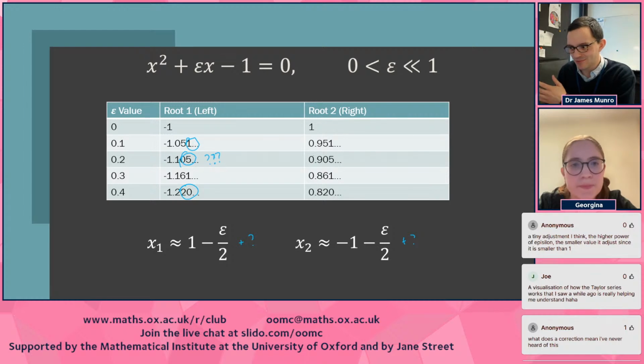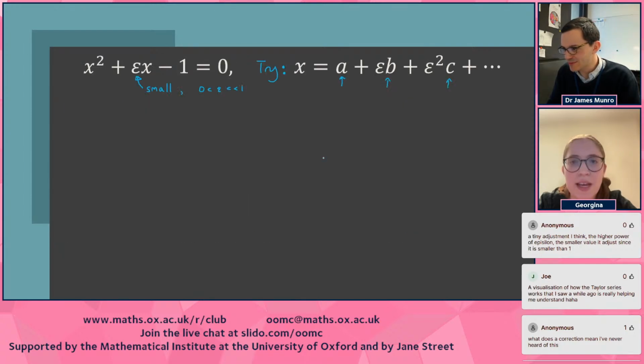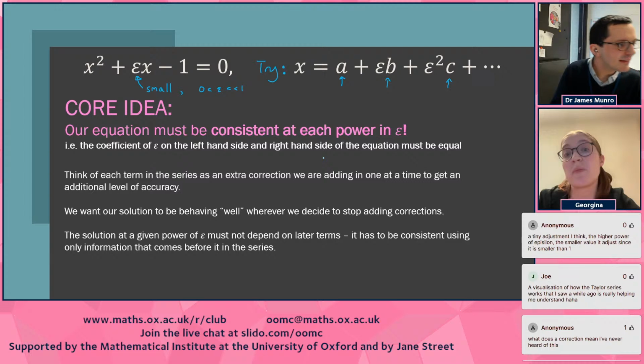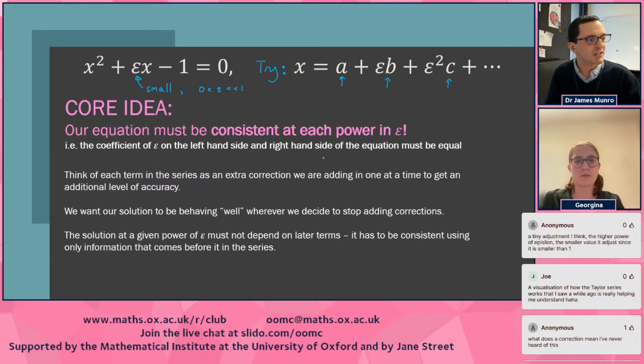Saying 1 is not a great answer. Saying 1 minus epsilon over 2 is a better answer. Right, good. Sorry to interrupt. Yeah, so an alternative word for correction could be an improvement. Yes, it's also a tiny adjustment, because the higher the power of epsilon, the smaller the value is.